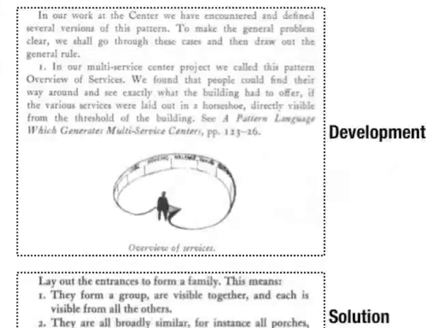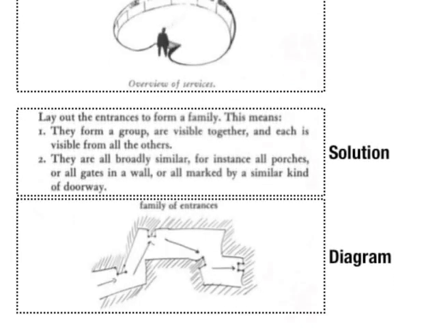Okay, then the development says, all right, so how is this pattern problem played out in different scenarios? And it goes through several different scenarios, and then it says, okay, now we have a solution to the problem. And the solution is stated as clearly and directly as the original problem. And it says, okay, lay out the entrances to form a family.